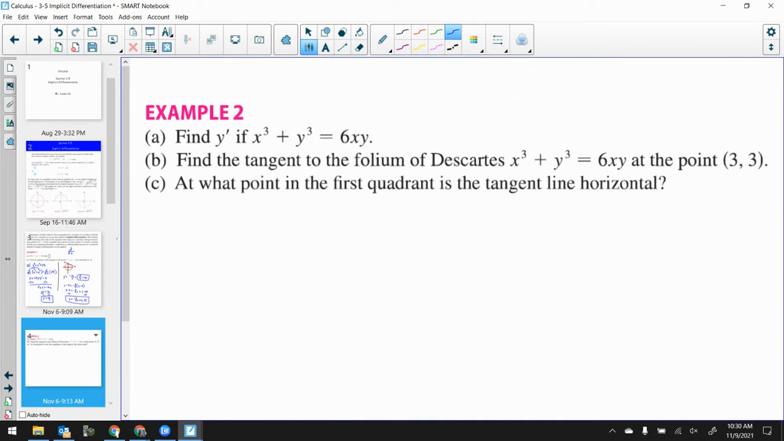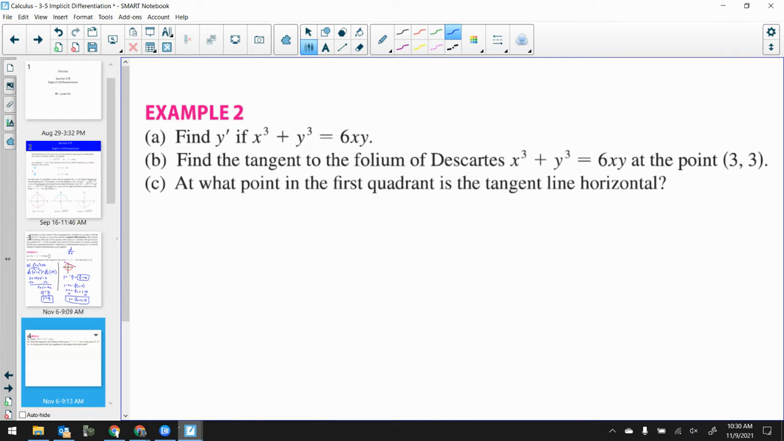Let's do that process again. So this is the other one that I introduced here at the beginning of the lesson today. The x to the third plus y to the third is equal to 6xy. This has a unique name. It's called the folium of Descartes. The folium of Descartes. X to the third plus y to the third is equal to 6xy.